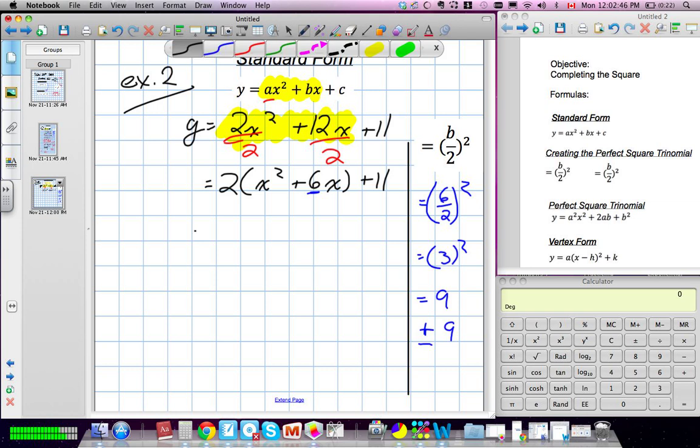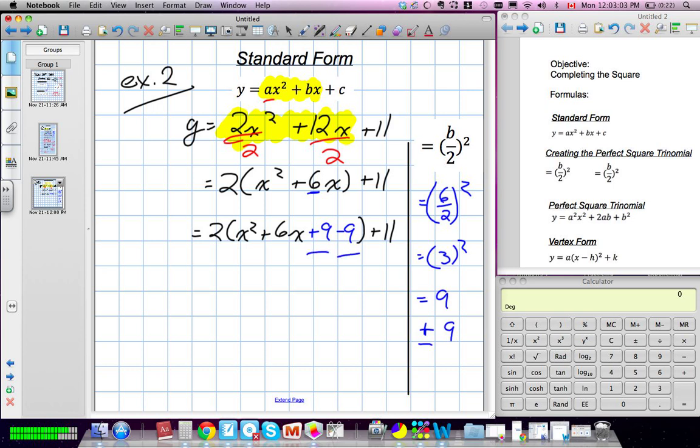We're going to get 2x squared plus 6x, and remember, we add and subtract 9, plus 11. The one we want to keep inside the brackets is the +9. So I'm going to be moving -9 outside of the brackets. When I move -9 outside the brackets, I have to multiply by the term in front, so I multiply by the number 2. Our next line will read 2 times x squared plus 6x plus 9. When -9 moves outside the brackets, we get -18 plus 11.